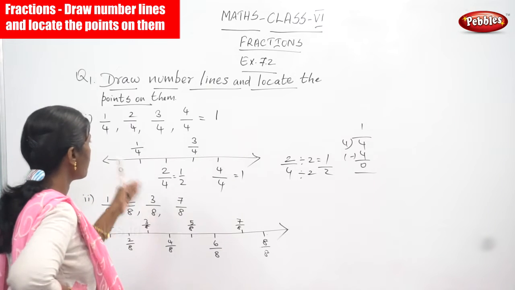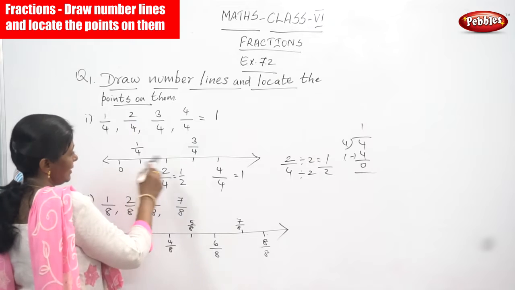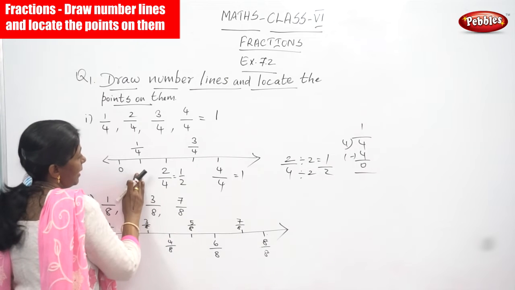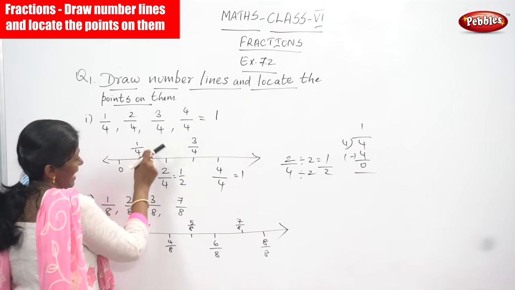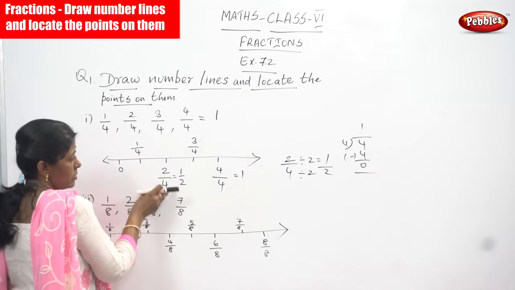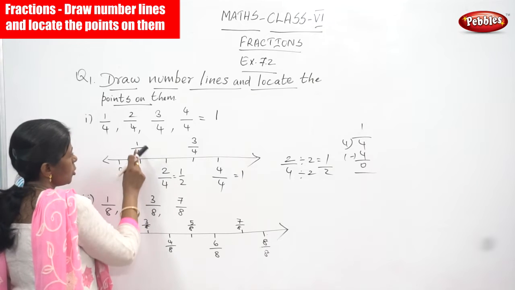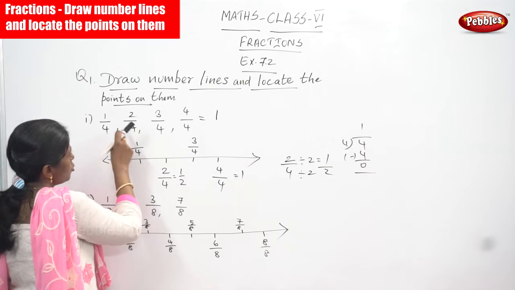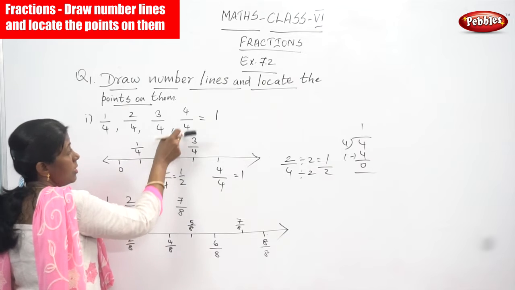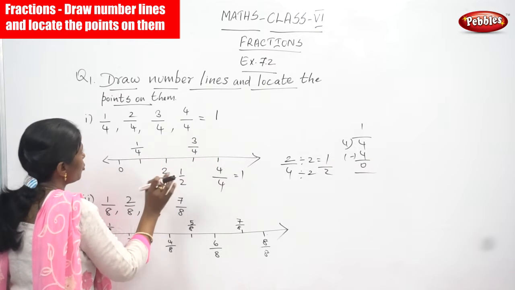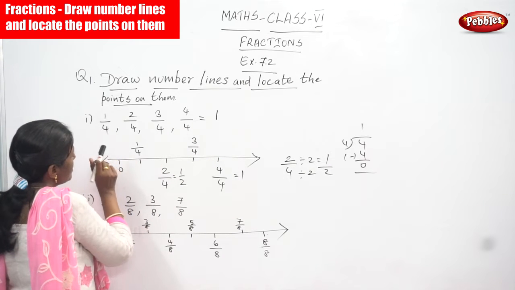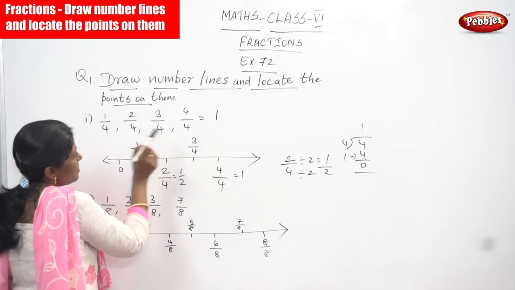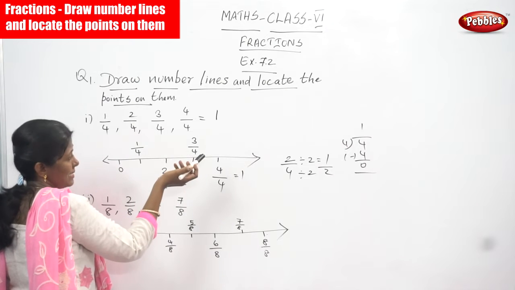So you have to mark the points on the number line. I mark the points above the number line and also below the number line because I want to show the difference to you. So 1 by 4, 2 by 4, 3 by 4, 4 by 4. 4 by 4 means you know that you get 1. So 1 by 4, what is this? All the denominators are similar, but only the numerators are different.